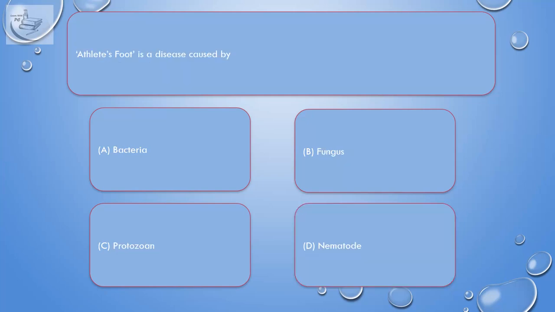Question: athlete's foot is a disease caused by A. Bacteria. B. Fungus. C. Protozoan. D. Nematode. Correct answer is B. Fungus.